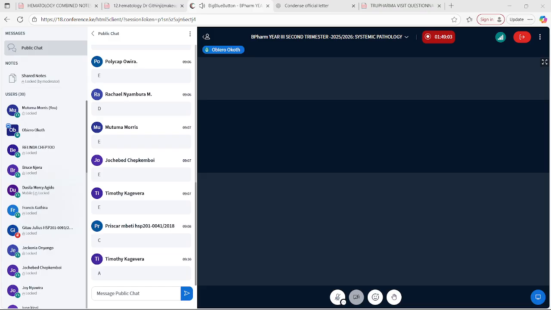We said that the most common, this is basically what you're describing here, is Barrett esophagus. And the most common cause of Barrett esophagus is reflux disease. The last one.